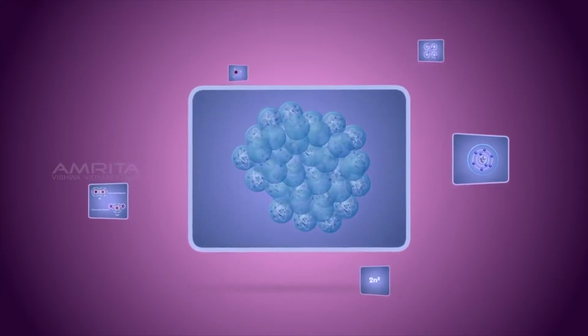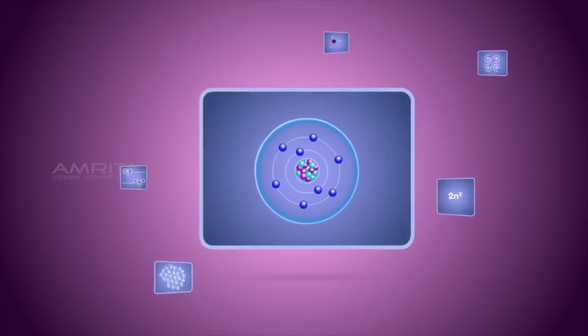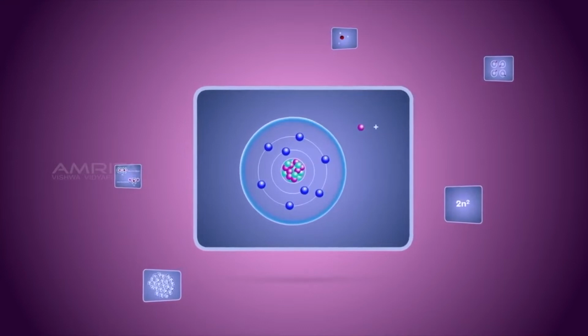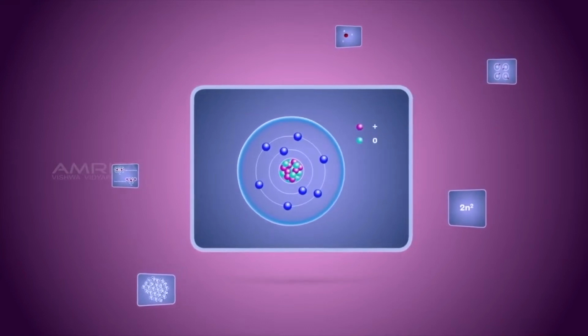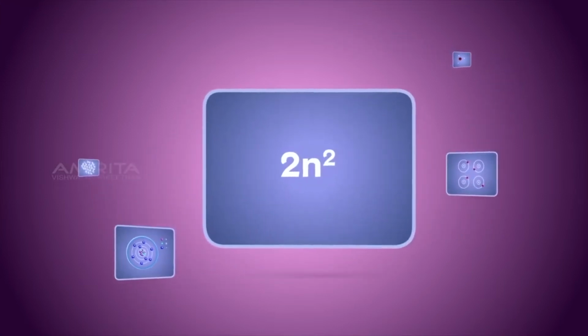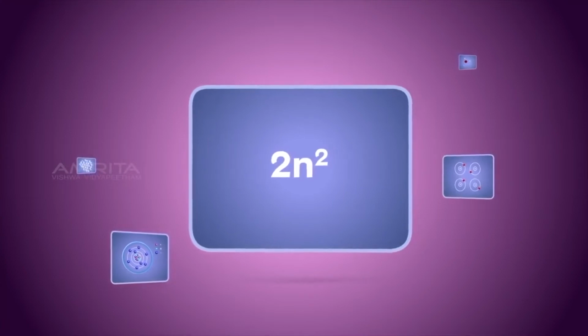Things to remember. Building blocks of matter that we see in the universe are atoms. Protons, neutrons and electrons constitute an atom. Protons have a positive charge, neutrons have no charge, and electrons are negatively charged. The maximum number of electrons present in a shell is given by the formula 2n square.